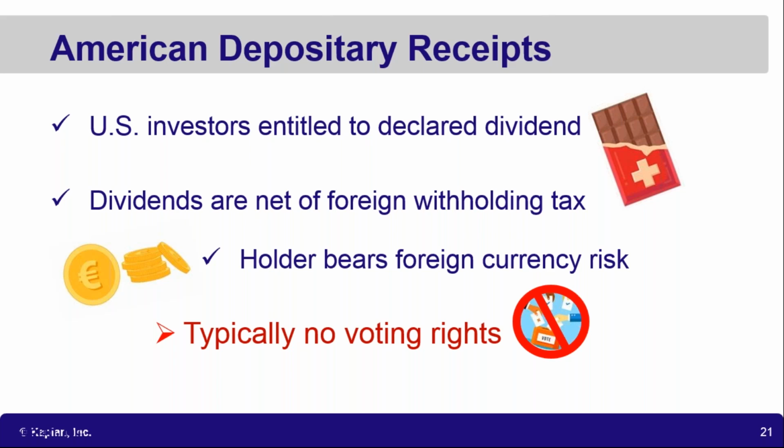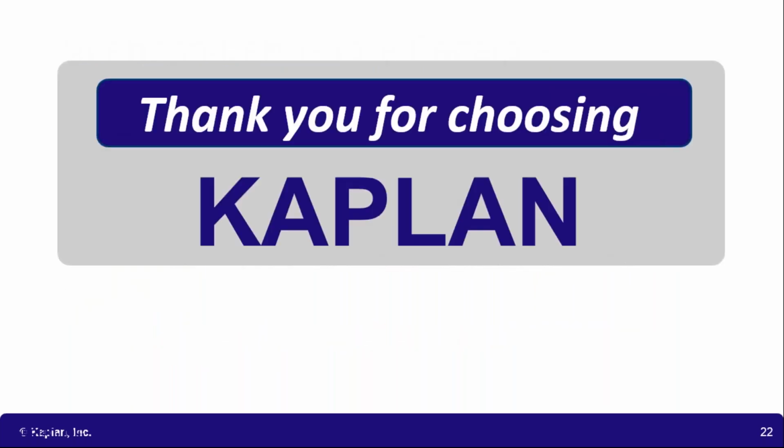So that's the third type of equity security we know they're asking about on the test, the American depository receipts. So that ends our webinar here today on equity securities.